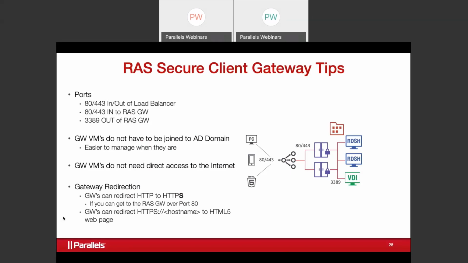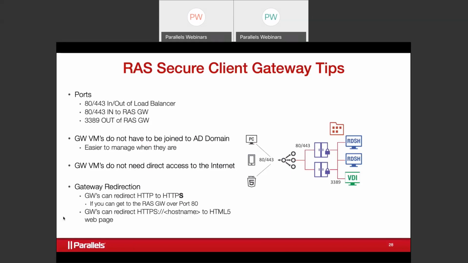There are two redirections available within the gateway that can make life easier for the end users. The first one is we'll redirect HTTP to HTTPS, essentially redirecting port 80 traffic to port 443 traffic. It's really nice if a user forgets to type in the S and they just type in HTTP, we'll automatically fill it in for them.